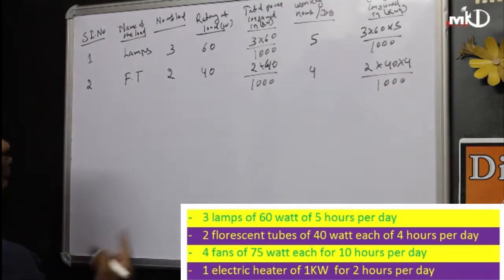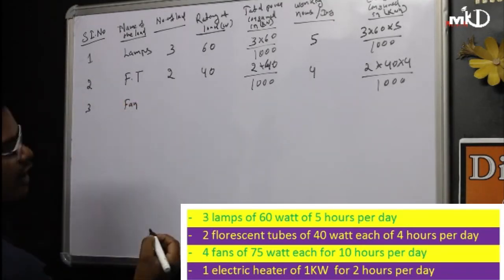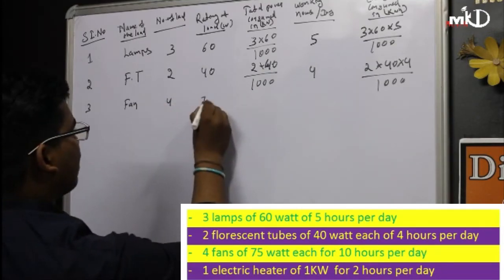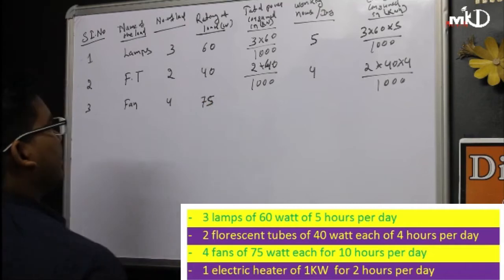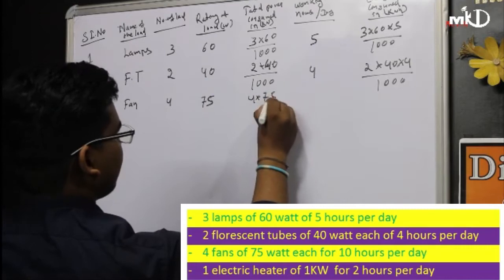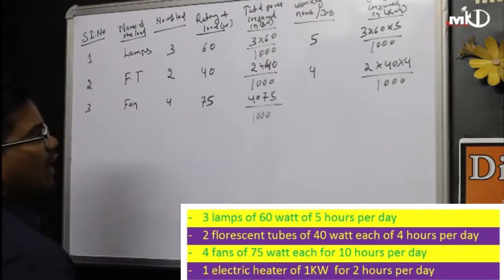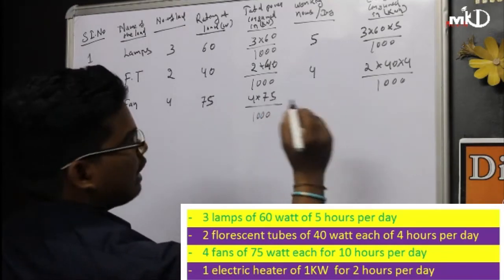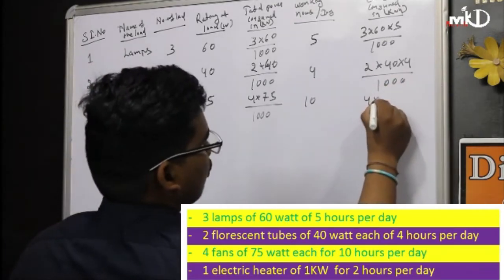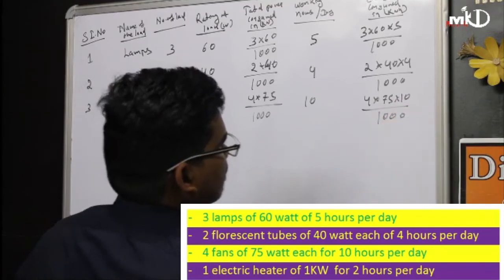Then your load is fan load. Third number is fan. Number of fan is 4. Each fan rating is 75 watt. Then total power consumption is 4 into 75 divided by 1000 in kilowatt. Working hours is 10 hours. So the energy consumption is 4 into 75 into 10 divided by 1000.